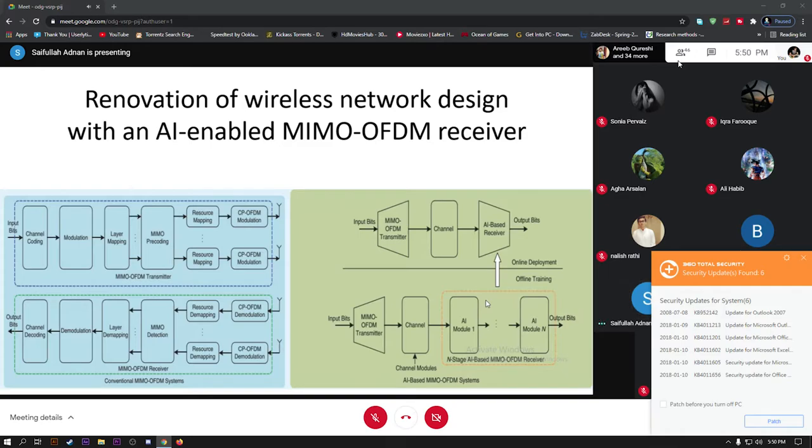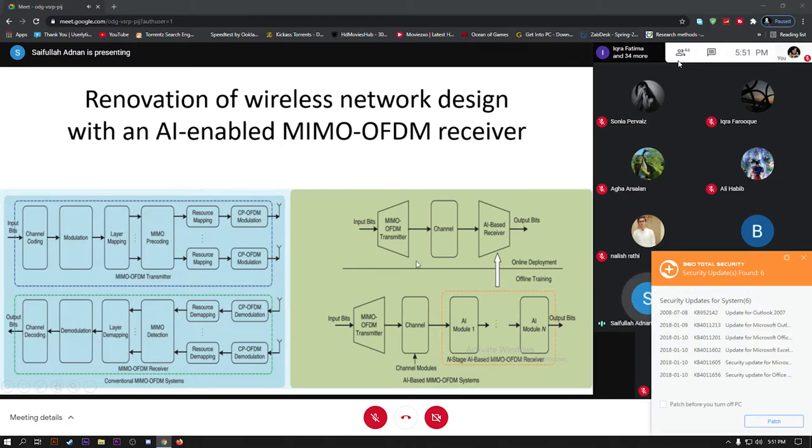Here, I have shown the basic concept and the differentiation between two systems. The first, on the left, is the conventional MIMO OFDM system. What is MIMO? MIMO is a multiple input, multiple output system. In this system, there are some steps at the transmitter side and some steps at the receiver side. When the transmitter receives input bits, it codes the channel, and after that modulation takes place. The modulation can be of any type, like QSM or QAM, followed by layer mapping and precoding.